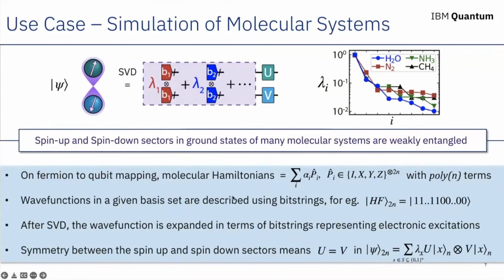And actually, they are saying that the Hamiltonians for the molecular systems fit the bill for entanglement forging calculations. Just one point I want to highlight is that in certain cases, when there is symmetry between the spin up and the spin down sectors, you can use the same unitary for representation of this singular value. So you don't need U and V to be separate. They could just be the same unitary.